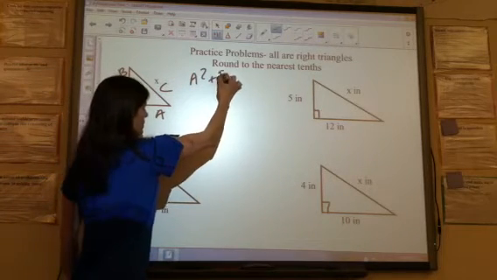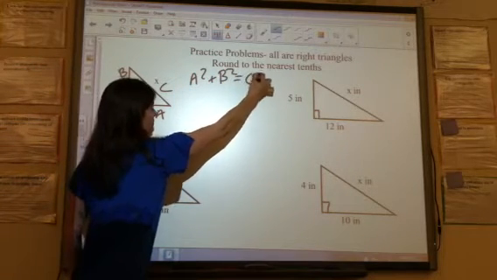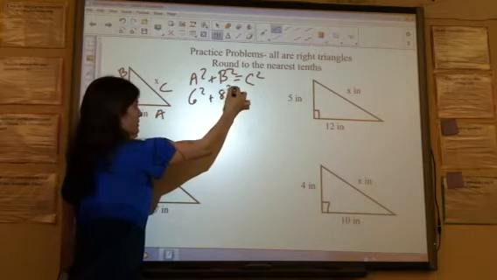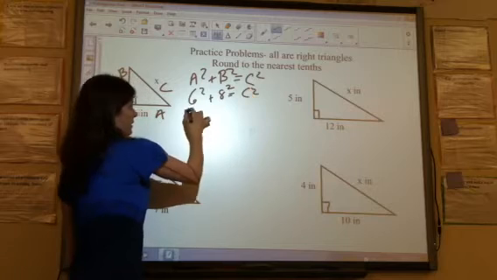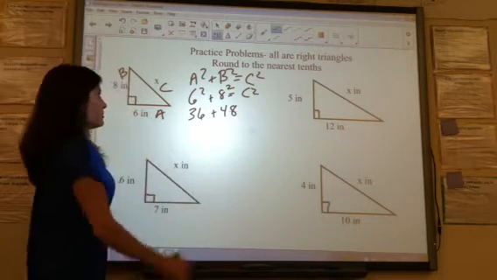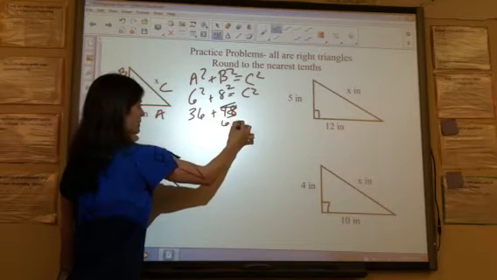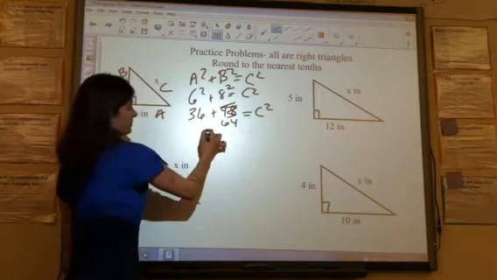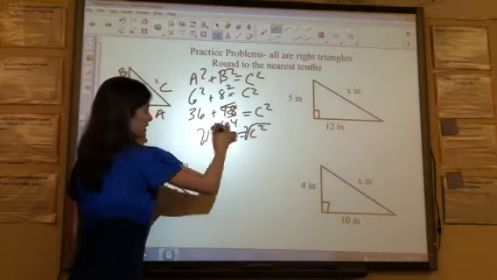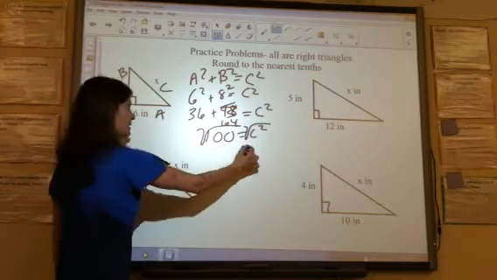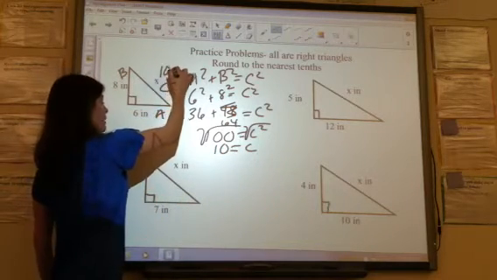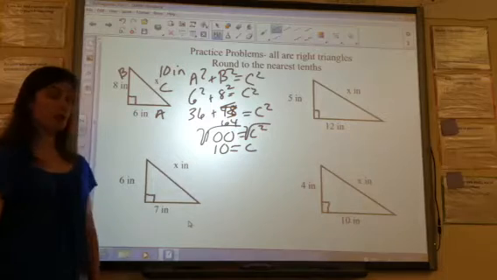I rewrite the formula. I plug in 6 squared plus 8 squared equals C squared. 36 plus 48. Oops, definitely not 48, 64, equals C squared. 100 equals C squared. Another easy one. I don't even need my calculator for this one. And so then it tells me that my X, or my hypotenuse, is 10 inches.